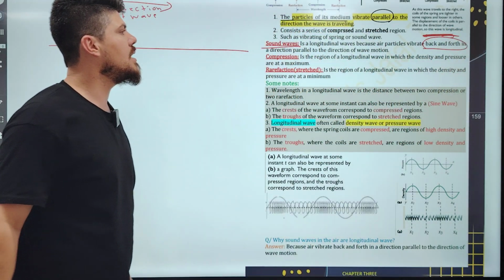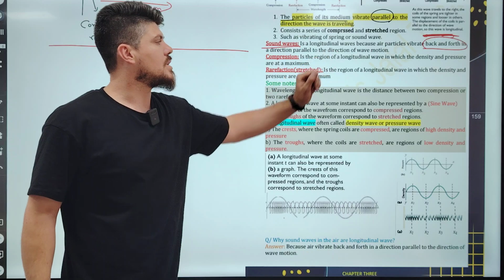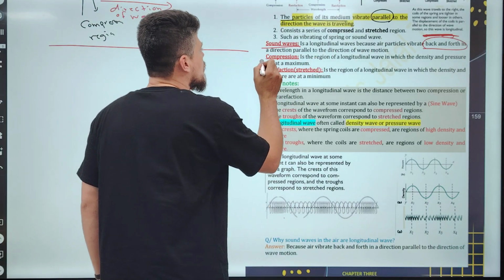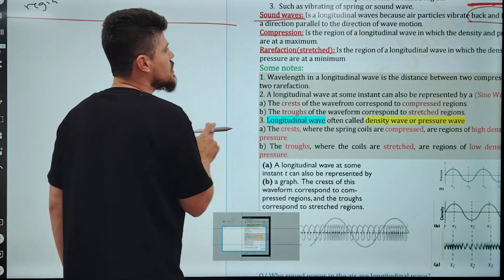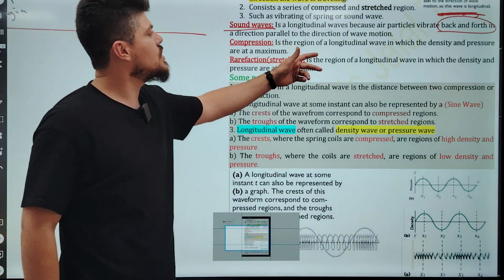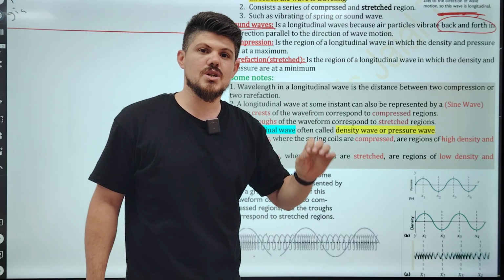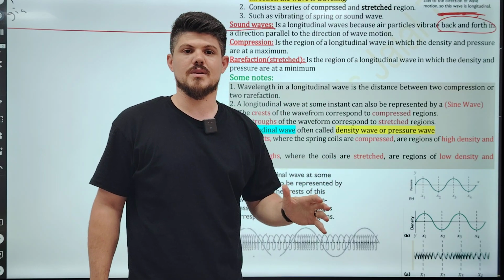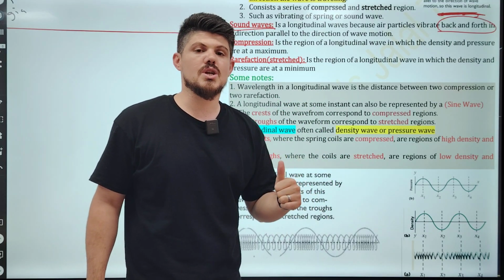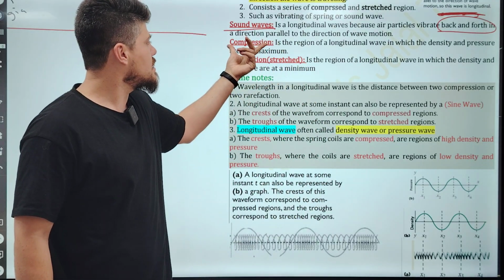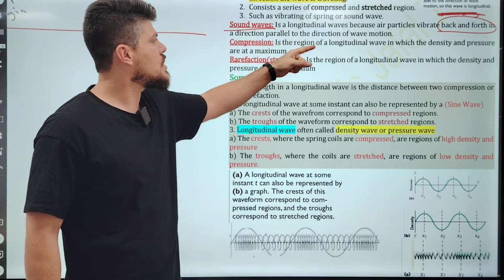Parallel to the direction of the wave. In a direction parallel to the direction of the wave motion. This is a sound wave. So what is compression? Compression is the region of what? Longitudinal or transverse? Compression is a region of a longitudinal wave, but a crest is a region of a transverse wave. Okay? But this is compression, a region of what?